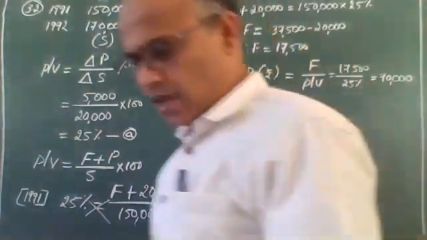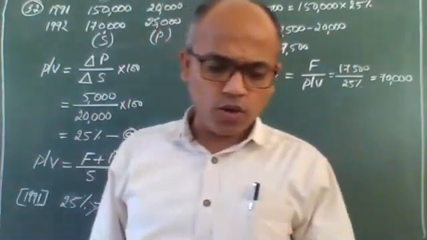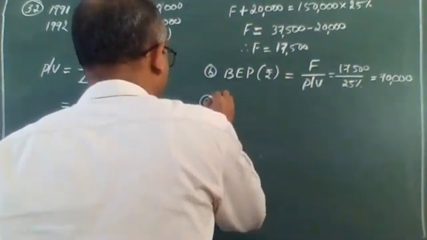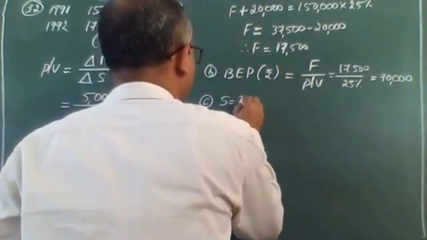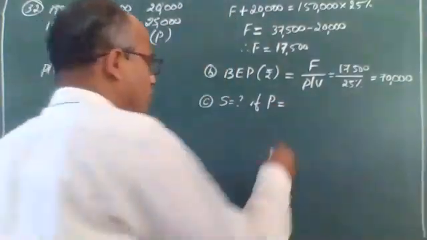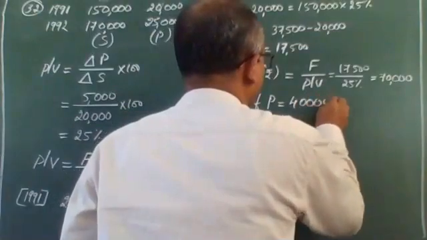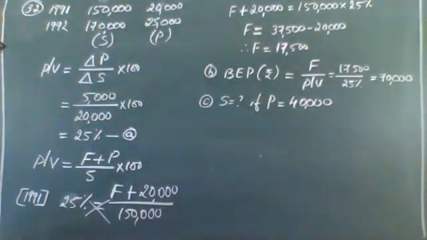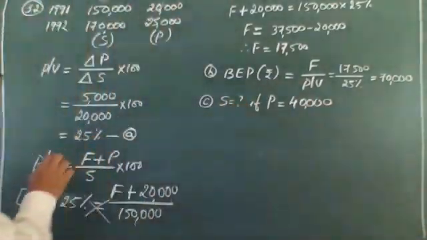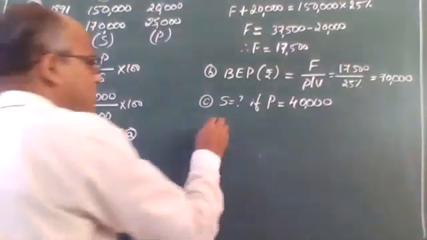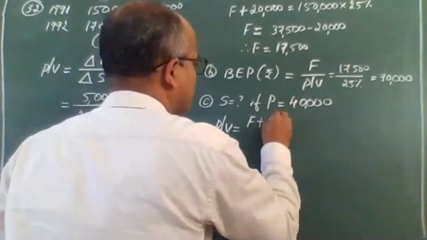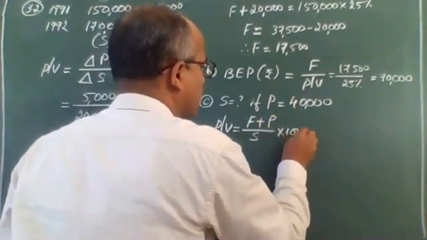Then the third bit he is asking is sales required to earn a profit of 40,000. So the C bit: sales is how much if I want a profit of 40,000? This question we have solved several times, with the help of the missing information formula only. So the PV ratio is equal to F plus P by S into 100.